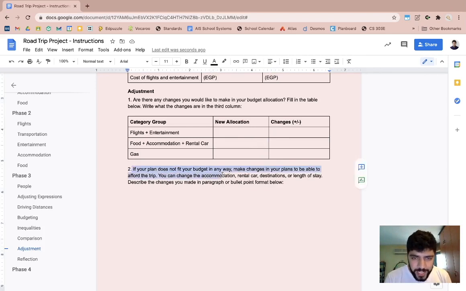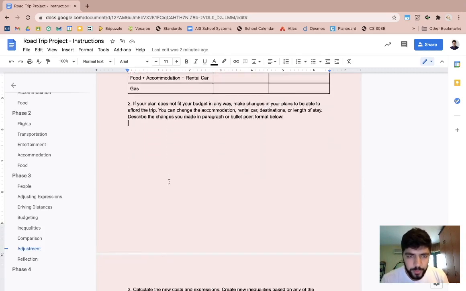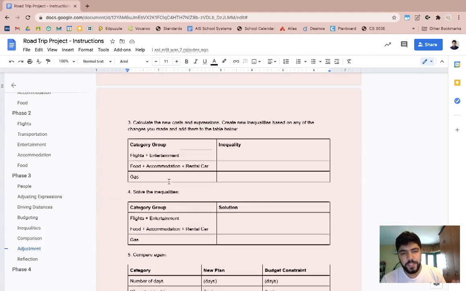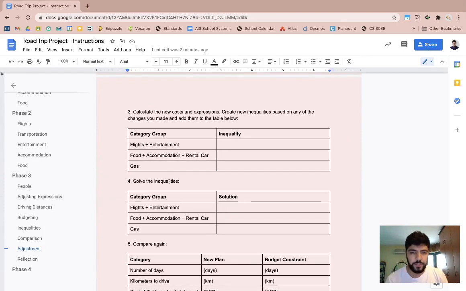If it doesn't fit in any way, or if you want to spend more, let's say you want to rent a fancier car or anything like that, you can make changes to your phase 1 plan. So you're going to describe the changes you made here. You can do this in paragraph form or in bullet point form, whichever one you want. Once you describe those changes, you're going to have to write the new expressions, right? And so you're going to come up with the new expressions and write the new inequality.